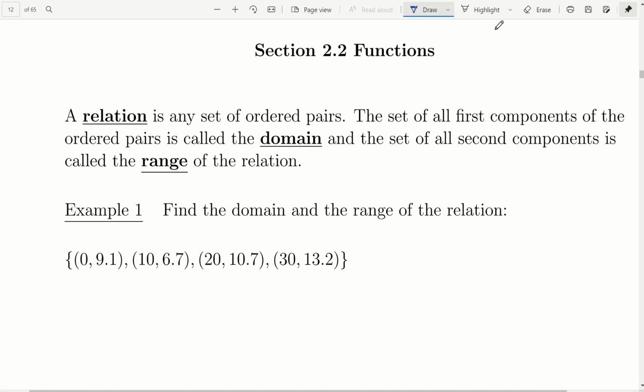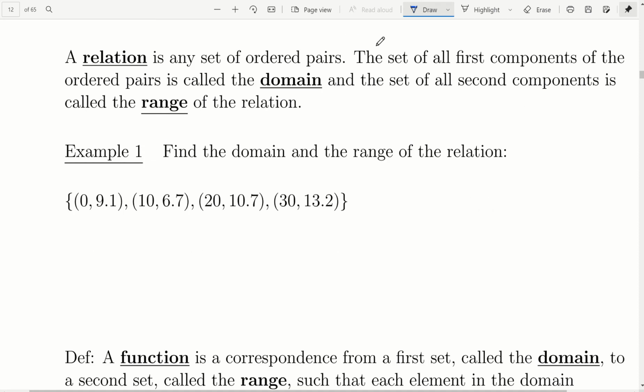In section 2.2 of the class, we're going to begin studying and analyzing functions. Before we get to the definition of a function, we want to talk about a more general object, which is called a relation. A relation is any set of ordered pairs. The set of all first components of the ordered pairs is called the domain, and the set of all second components is called the range of the relation.